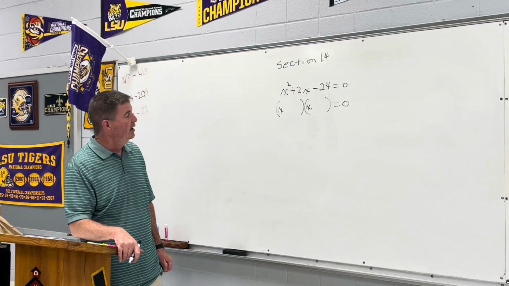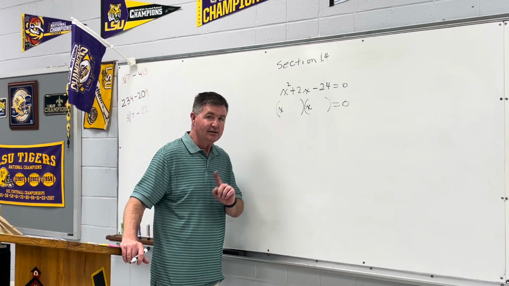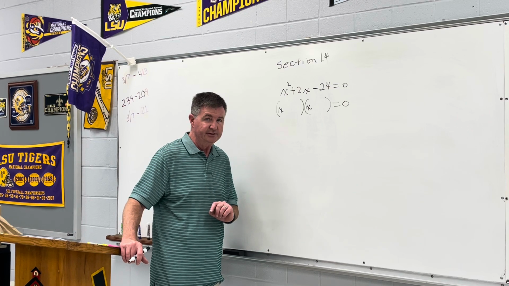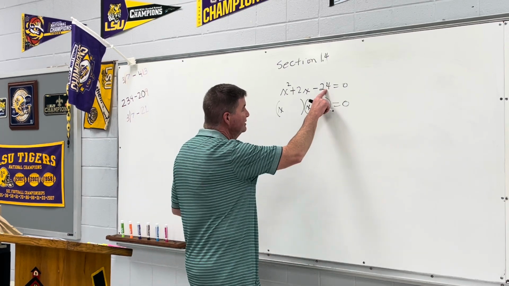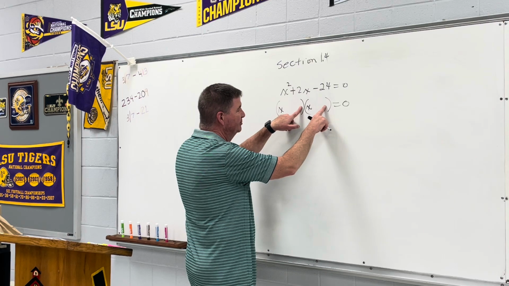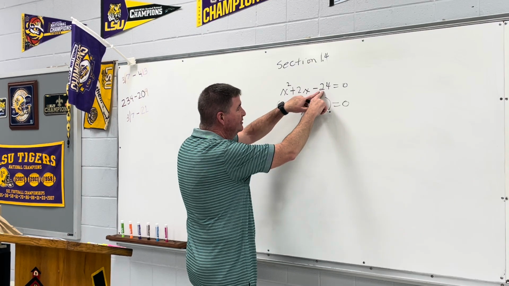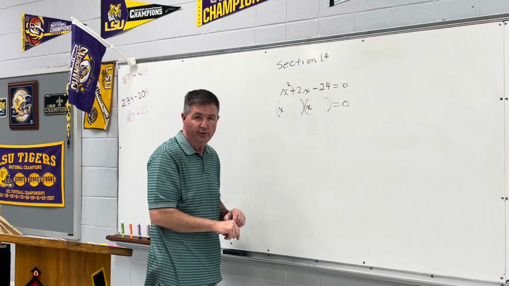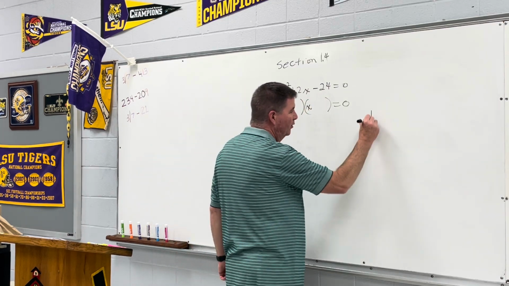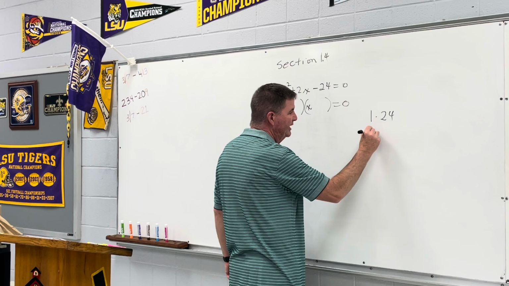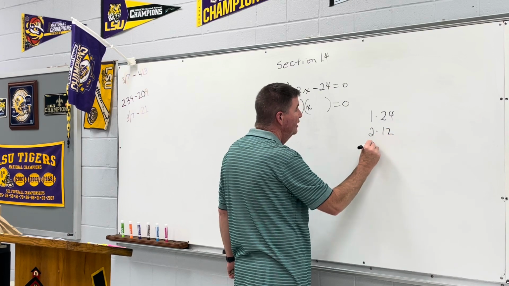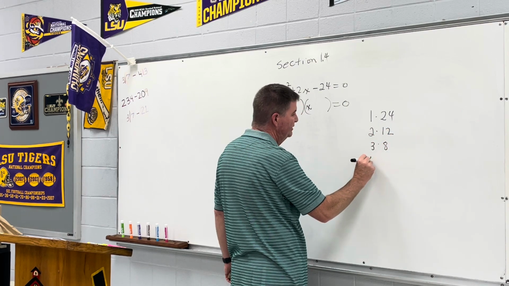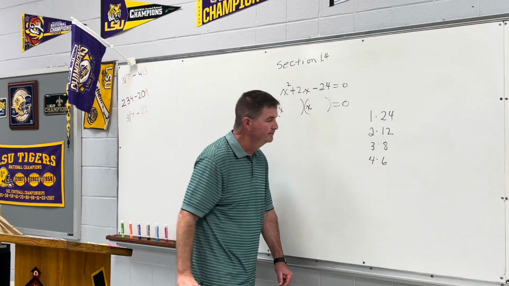Then we have the last. Let's go to the last term first. The last term is the 2 last multiplied together. So I need 2 factors of 24, in this case -24. Well, we have 1 and 24. We have 2 and 12. We have 3 and 8. We have 4 and 6.